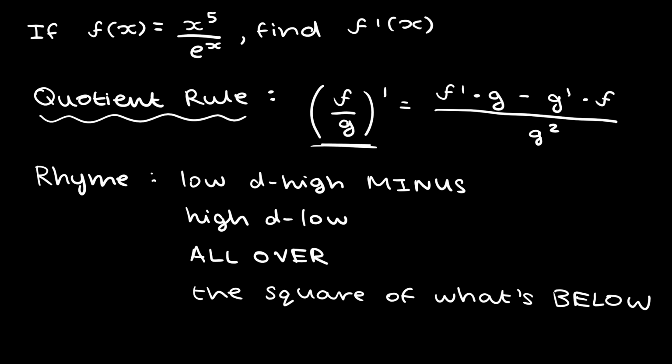As we can see in this equation, the low is going to be the g and the high is going to be the f. So we have low, the g, d high, meaning the derivative of the high, minus high, the f, d low, the derivative of the number at the bottom, g prime, all over the square of what's below. What's below is g, so we have the square of g. Now I'm going to delete it right now, but keep this rhyme in mind as we work through the problem.